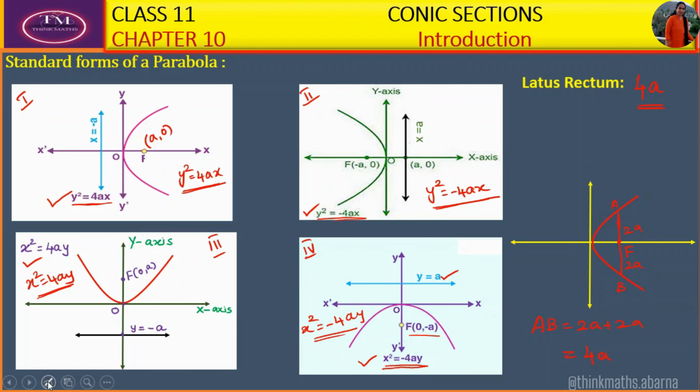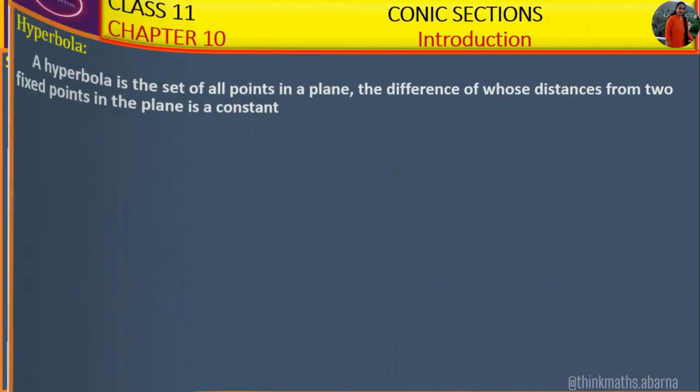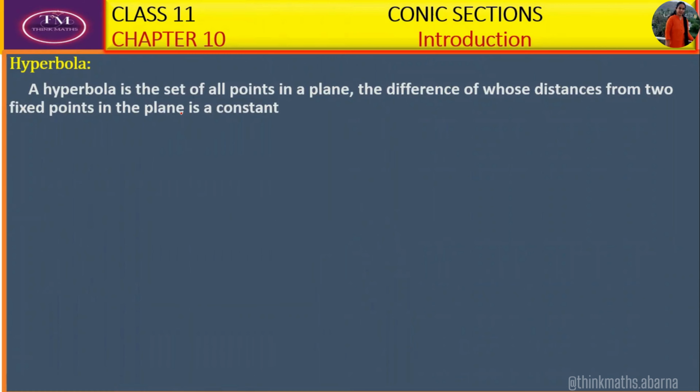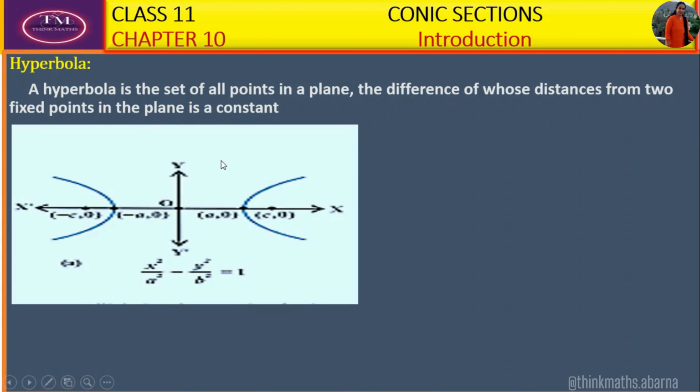And the last one is hyperbola. The hyperbola is the set of all points in a plane, the difference of whose distances from two fixed points in the plane is a constant. So this is the same as the ellipse. In ellipse, it is the sum of the distances. In hyperbola, it is the difference. So we can learn the standard equations of the hyperbola.